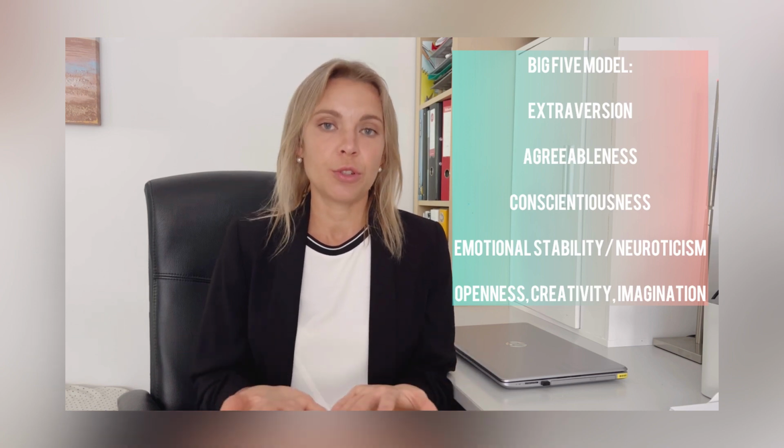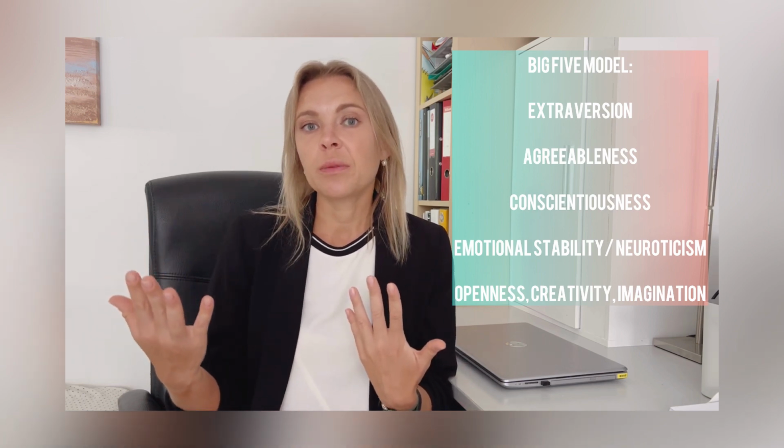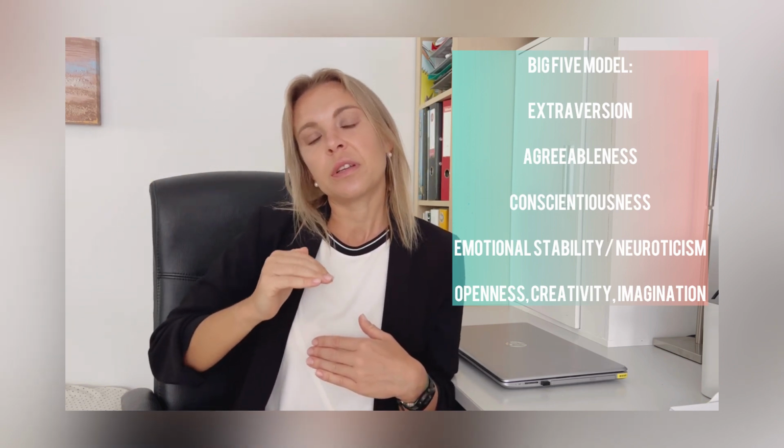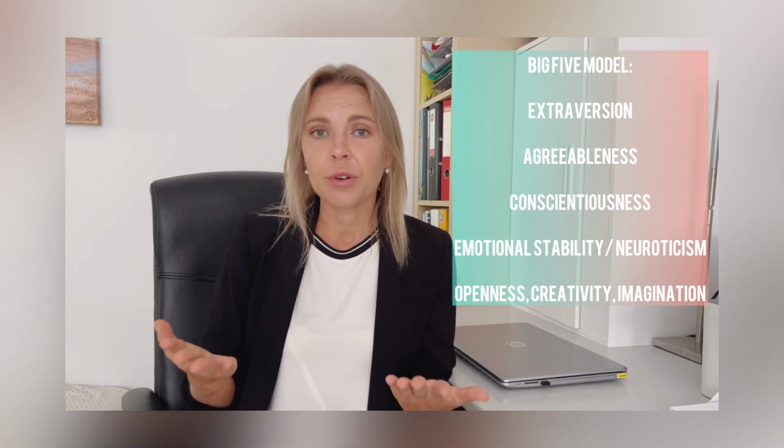So the first element is extroversion. Extroversion reflects how we interact socially, how we express our emotions, and how we deal with the people in the environment we are in. And there are 2 extremes on the extroversion scale. The high score means that the person is highly extroverted, and the low score on the extroversion scale means that the person is highly introverted.